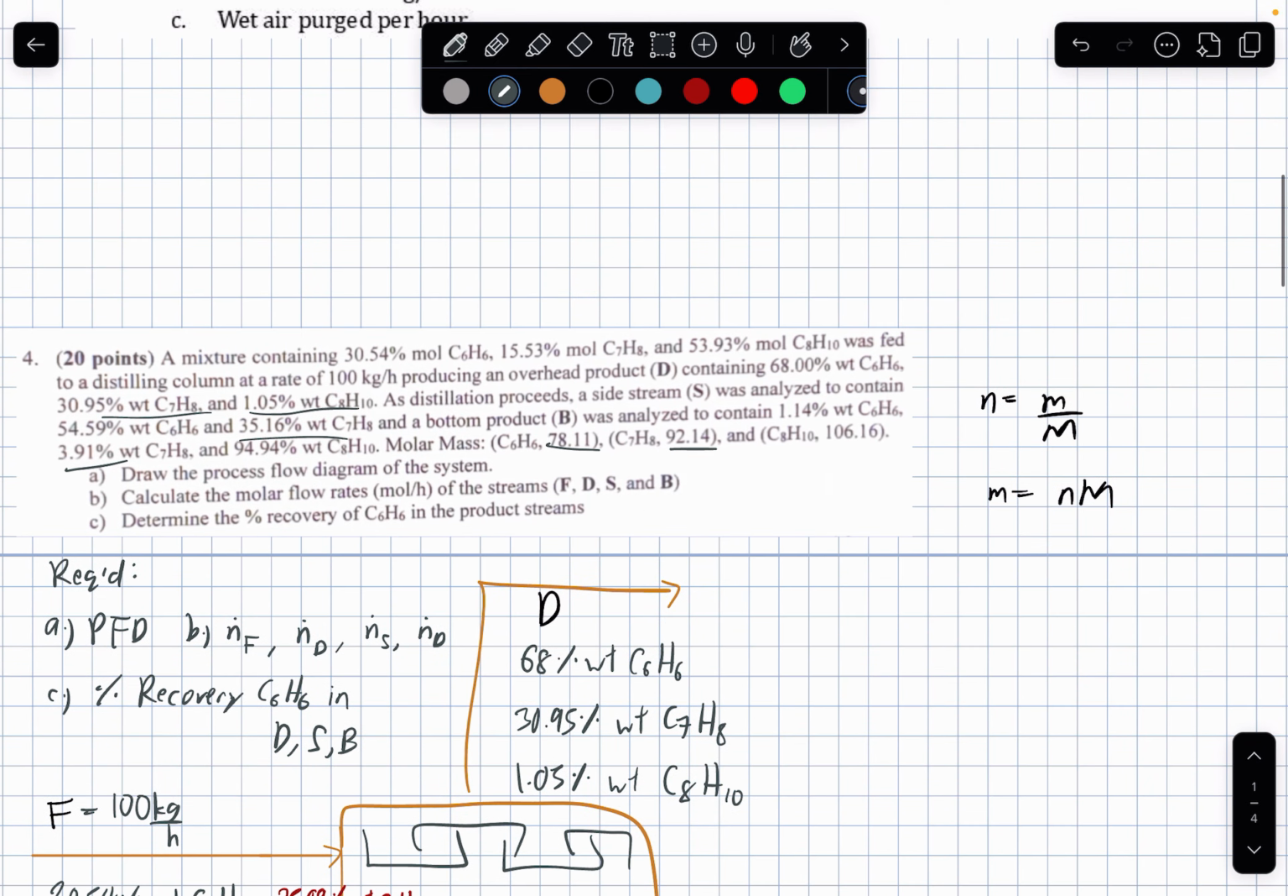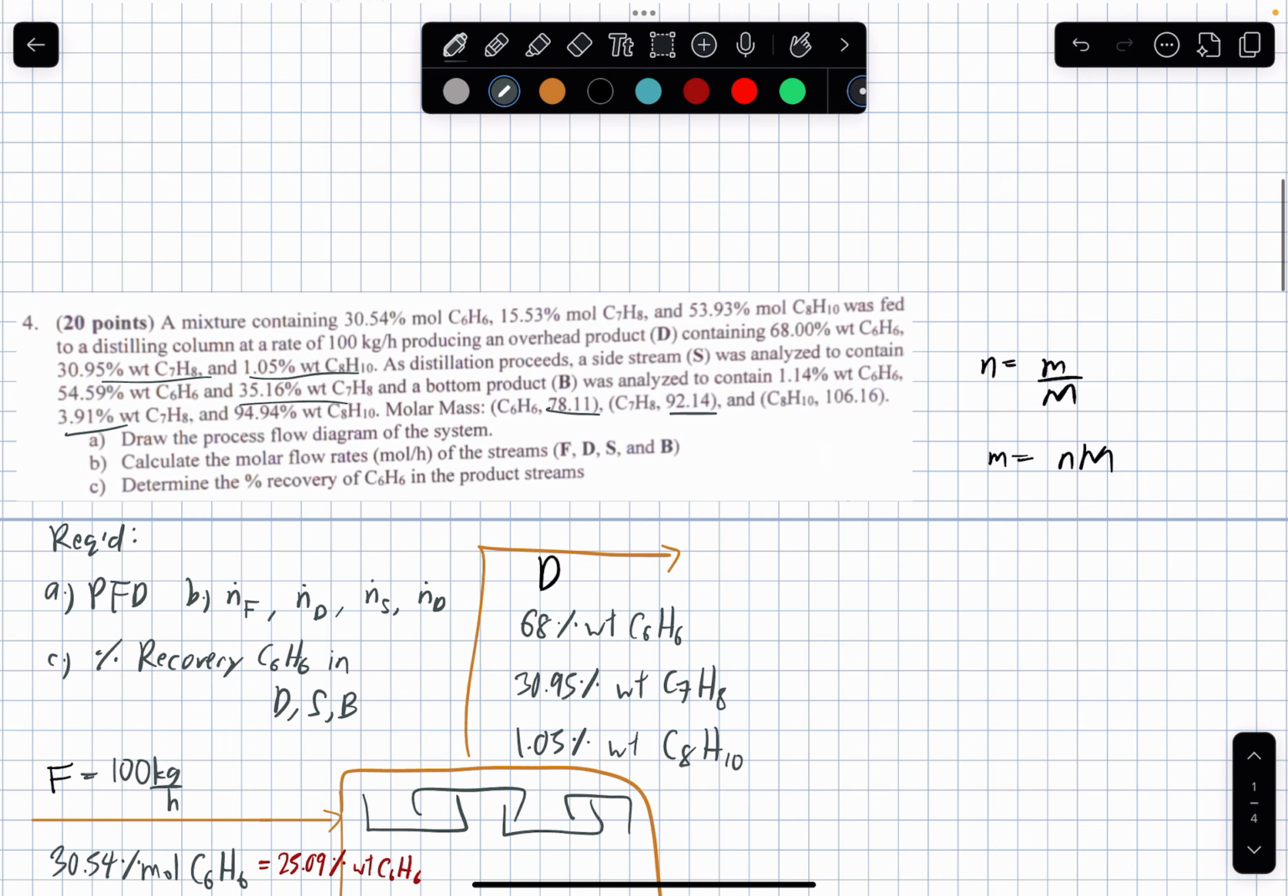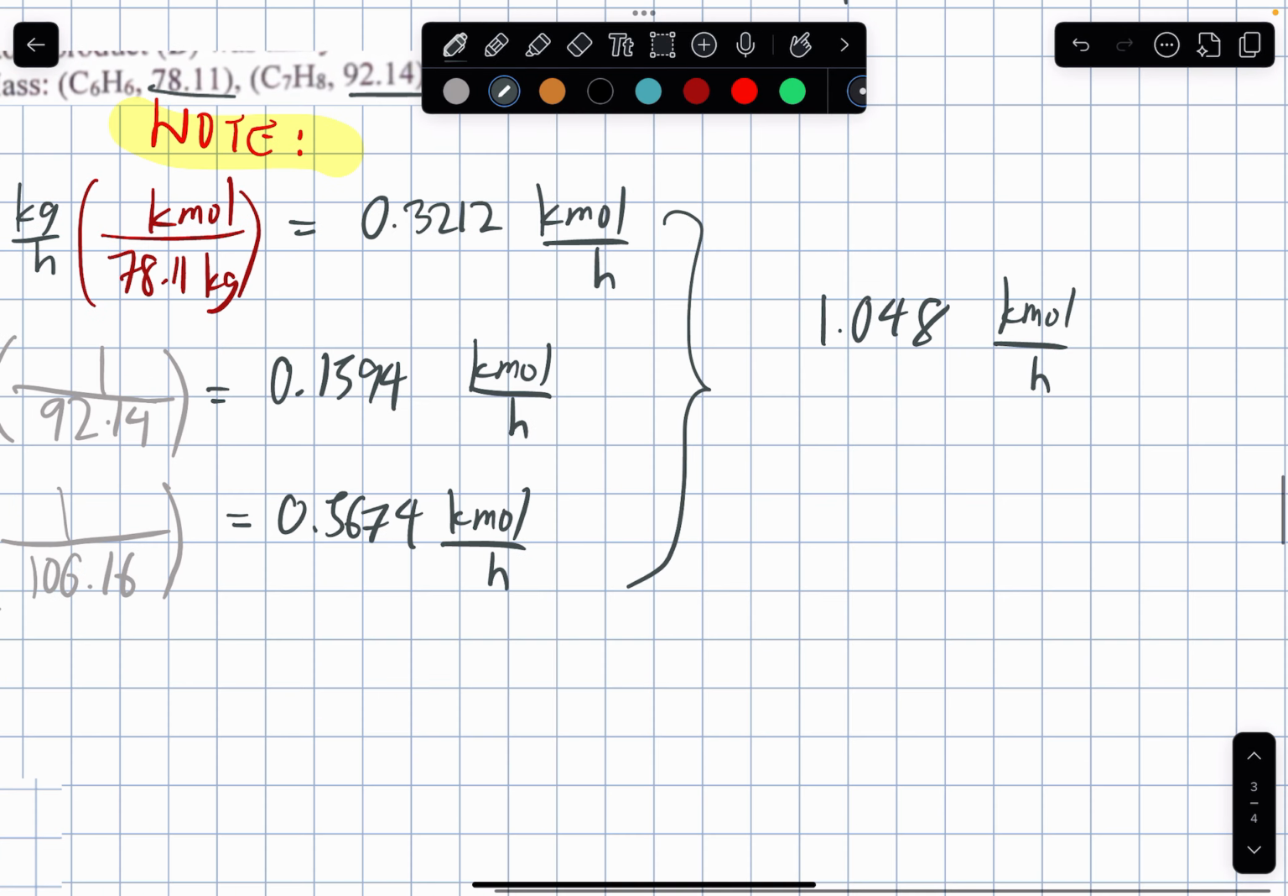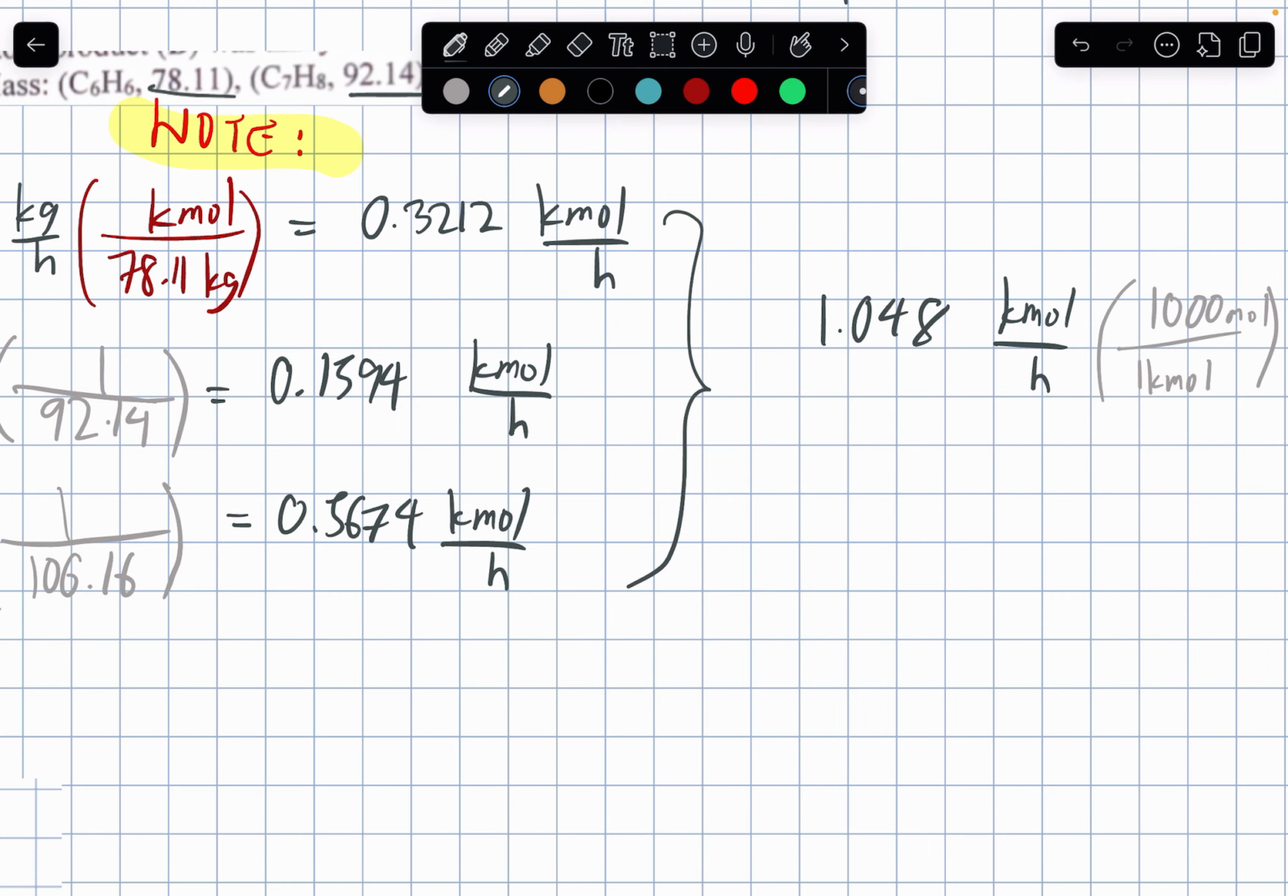It says in the instructions, the answer has to be in moles per hour, not kilomoles. So we're not changing anything in the time. 1 kilomole is 1000 moles. 1048 moles per hour. So that is for this.